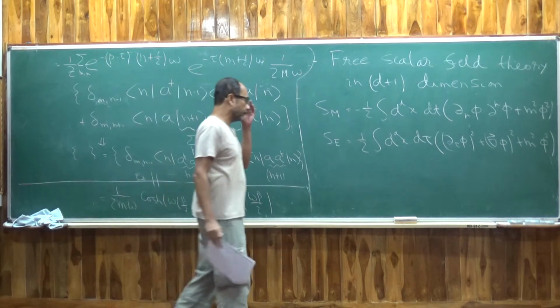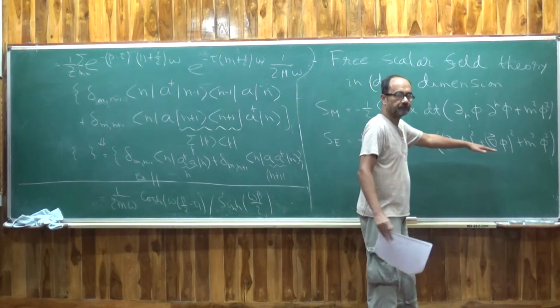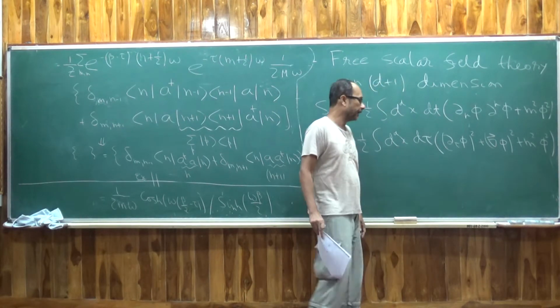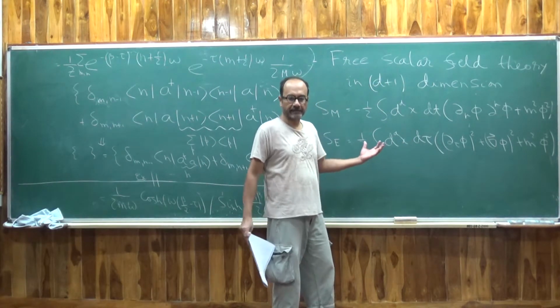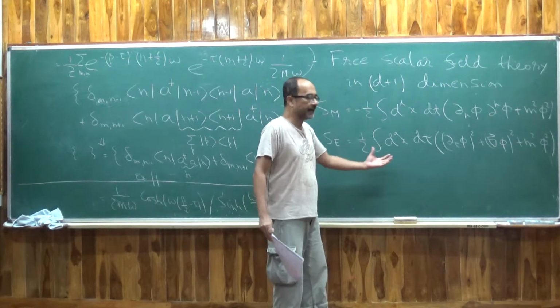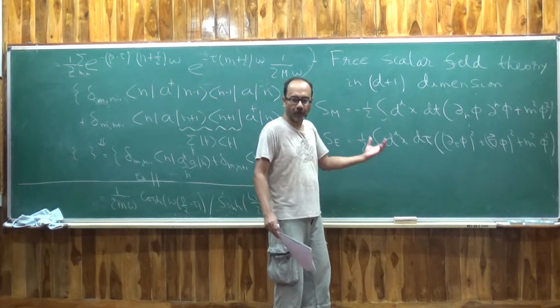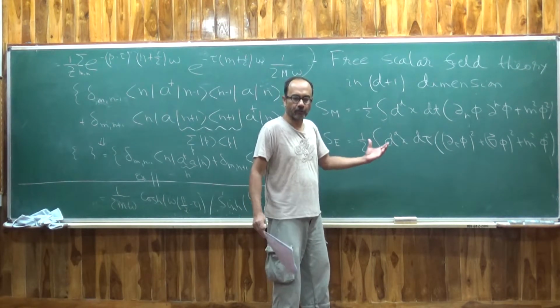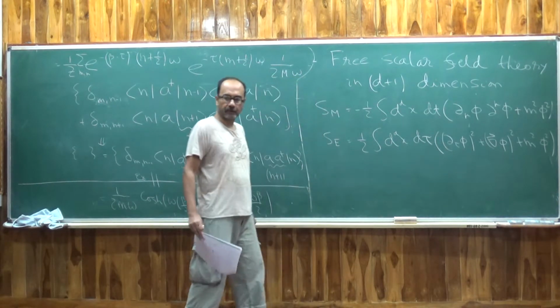So the strategy that we will be following is to try to map this into a collection of harmonic oscillators, all at finite temperature, and then just calculate the partition function by taking the product of the partition functions of individual harmonic oscillators. So first you want to see that this becomes a collection of harmonic oscillators.